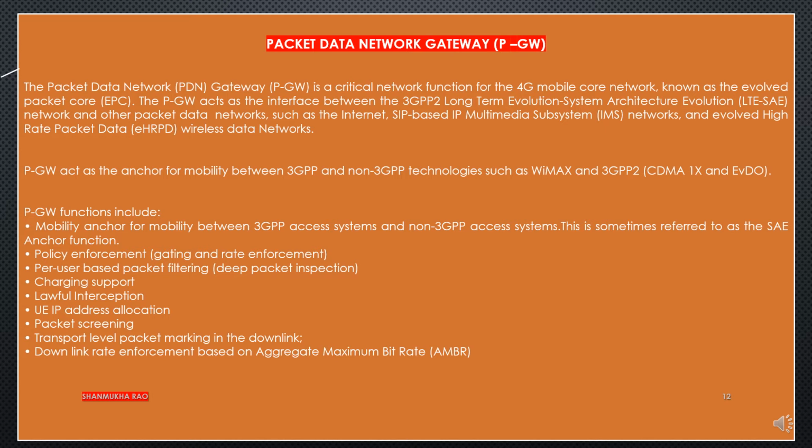Policy enforcement, gating and rate enforcement. Per user-based packet filtering, deep packet inspection. Charging support. Lawful interception. User equipment IP address allocation. Packet screening. Transport level packet marking in the downlink. Downlink rate enforcement based on aggregate maximum bitrate, AMBR.